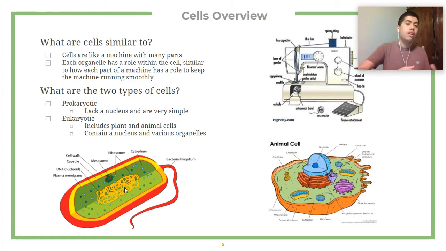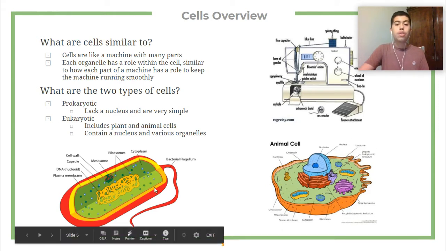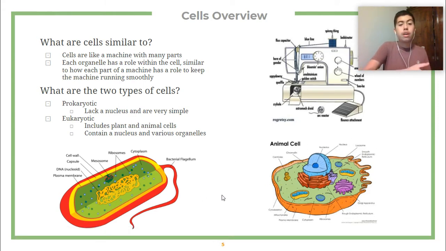And most cells, or a lot of cells, are eukaryotic, and this includes the plant and animal cells. So this contains a nucleus and various organelles. So you see here, in the animal cell, you have the nucleus and various organelles. So that's the difference between prokaryotic and eukaryotic.